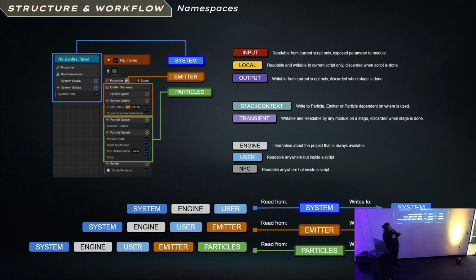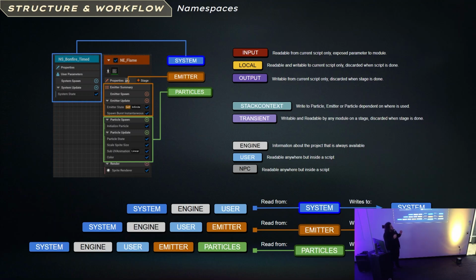It's a bit hard to explain without examples, but it's very useful to know that it exists if you want to do something a bit more complex than just the basic particle emitter or system. Now I want to talk about these three specifics on the bottom here: the engine, the user, and the NPC. Those are very specific ways of adding data to your Niagara system.